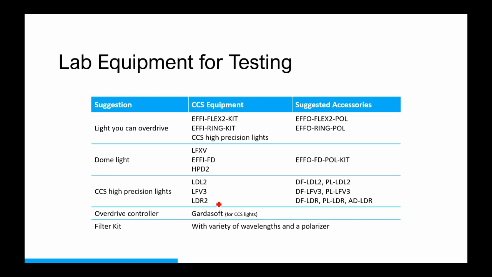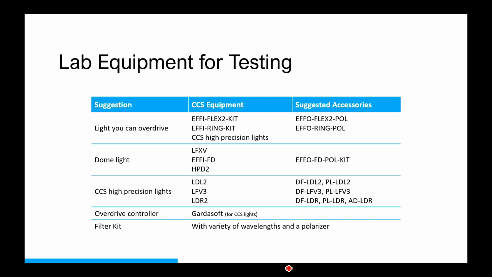And then our ring light, the LDR2, which is how I solved a lot of the polarizing applications throughout this PowerPoint. There's a diffuser option, a polarizer option, and then you can have an adapter that attaches those two to the light. If you're overdriving, we recommend a Gardasoft controller for the CCS lights. The FE-Lux lights actually have overdriving built into them, so it depends on how you trigger the light and how you set up the pins. But for any CCS light, a Gardasoft controller is great for overdriving.